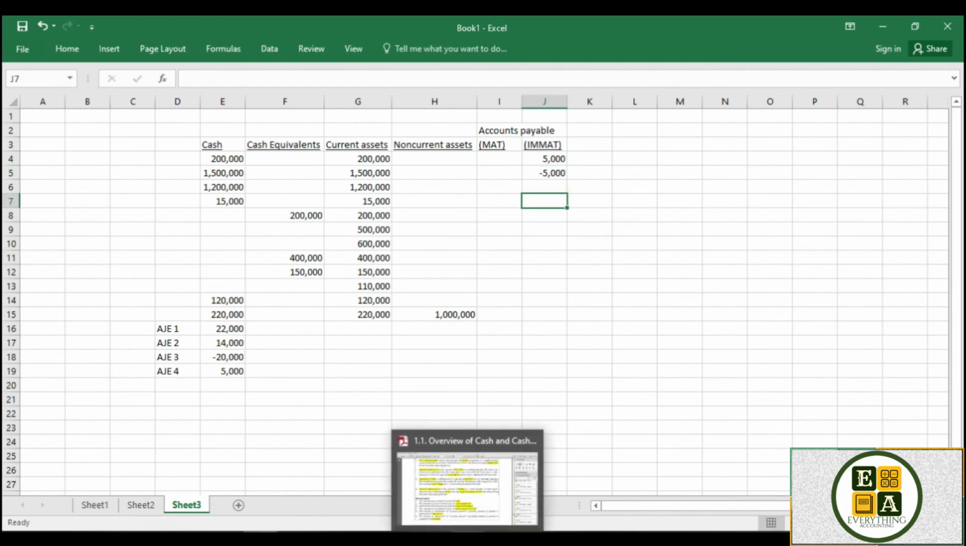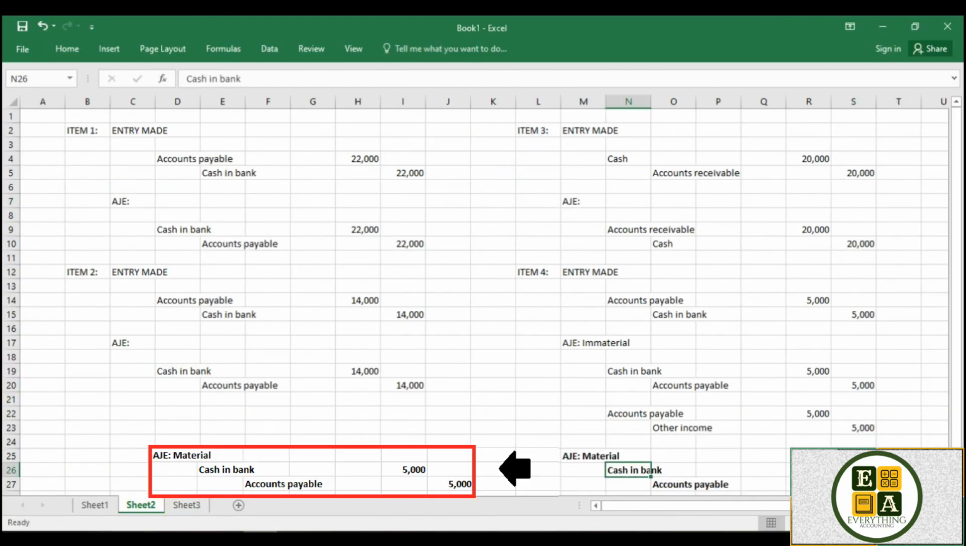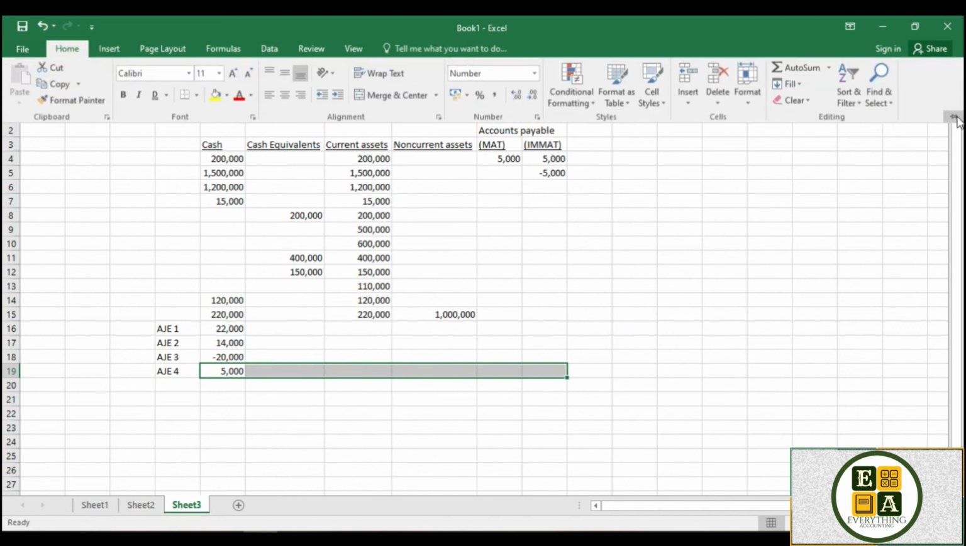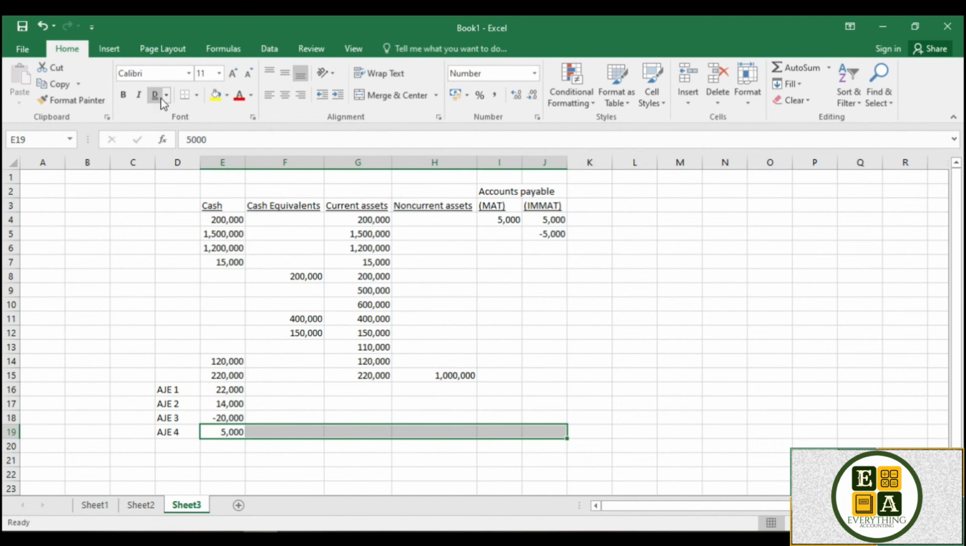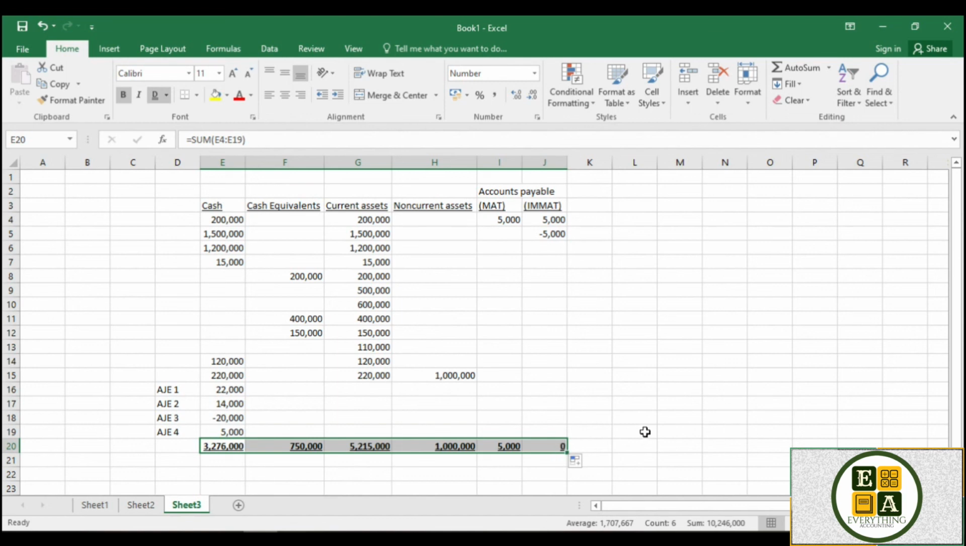Pero, kapag material, okay, kapag material, ano yung entry natin? Adjusting journal entry natin, we establish the accounts payable. So, yung kalalabasan is to have here really 5,000. So, yung magiging sagot natin dyan, okay, ayan.